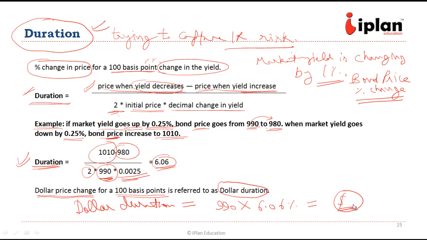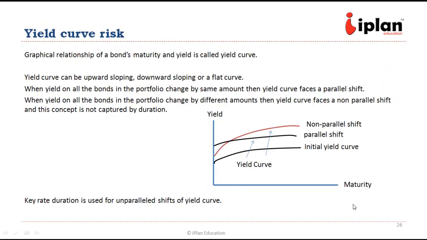Now let us move to the next topic, which is yield curve risk. If we notice, in the case of duration, we have assumed that at all points the percentage change in the bond price with respect to the percentage change in yield is going to be the same everywhere, which may not be true. That duration relationship can be true only when there is a parallel shift in the yield curve.